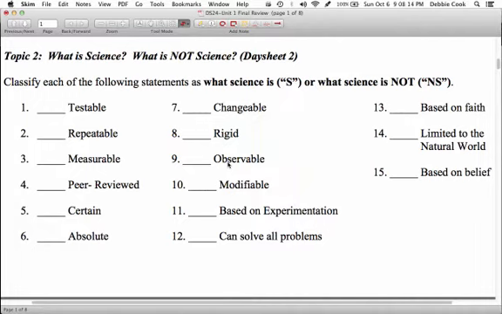Topic 2 focuses on what is science and what is not science. If you want to review the information on this section of your practice test, please refer to daysheet number 2. To start off, we need to read the directions.